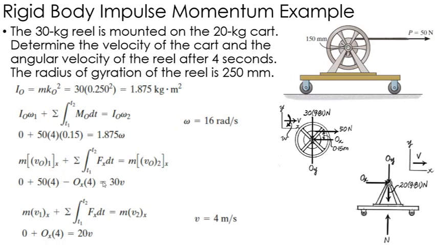The main thing here is to recognize that it's a vector equation, so I have both linear momentum as well as angular momentum, and I can break it up into different parts and do them that way as well. So there you have it, rigid body impulse momentum.